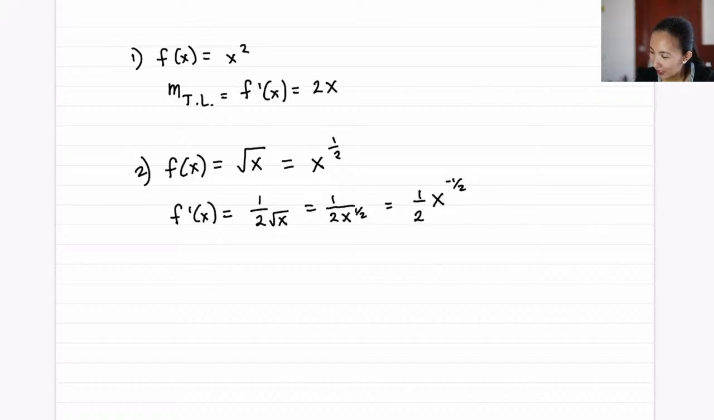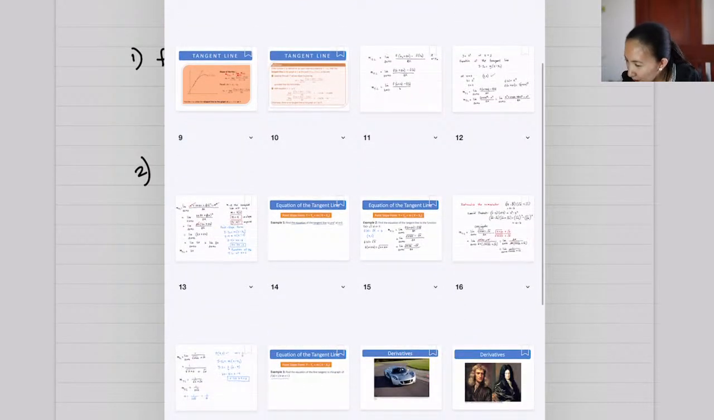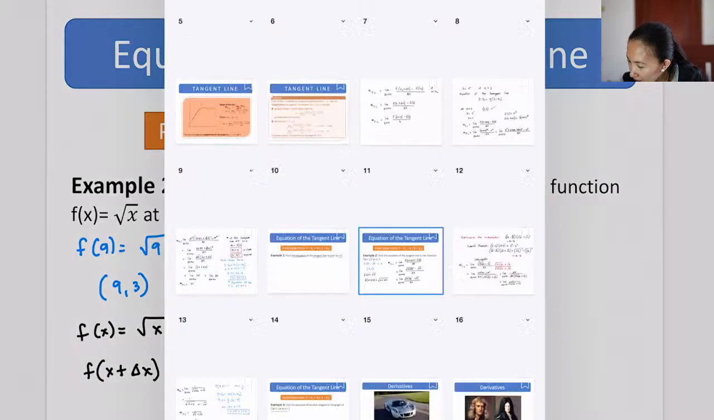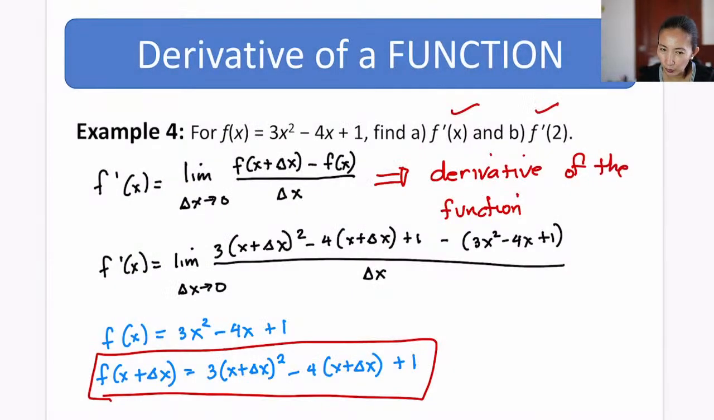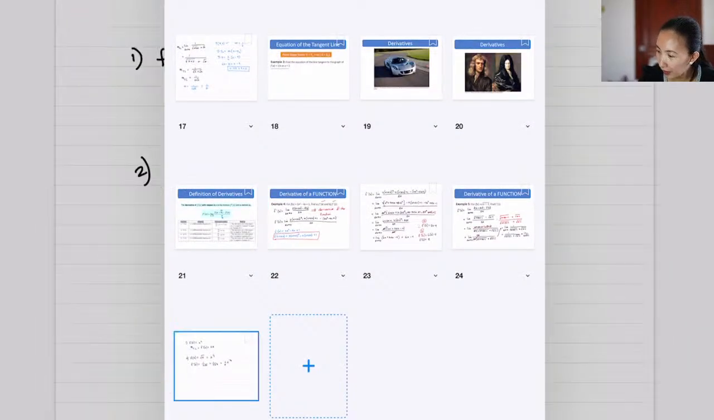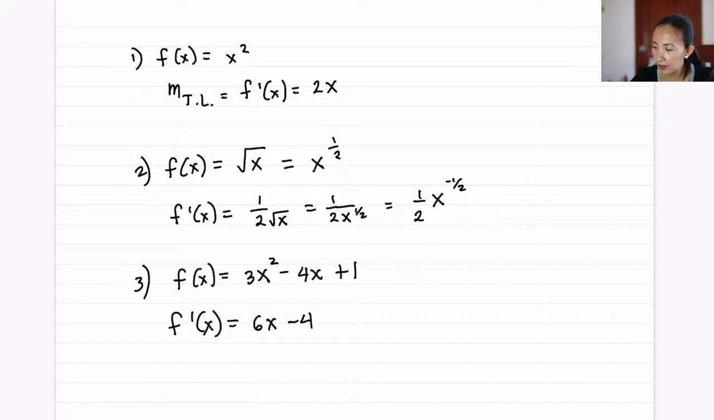Number 3, parang bilis. Si problem number 3 natin kanina. Problem number 3, si 3x squared minus 4x. Sige, parang makita ninyo. Si problem number 3 kanina is f of x is equal to 3x squared minus 4x plus 1. Ang derivative niya ay 6x minus 4. Okay? Any observation?